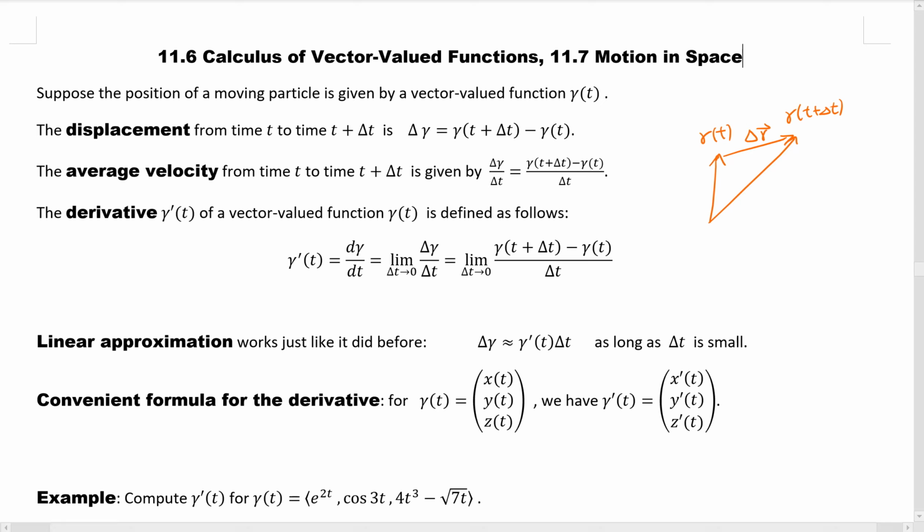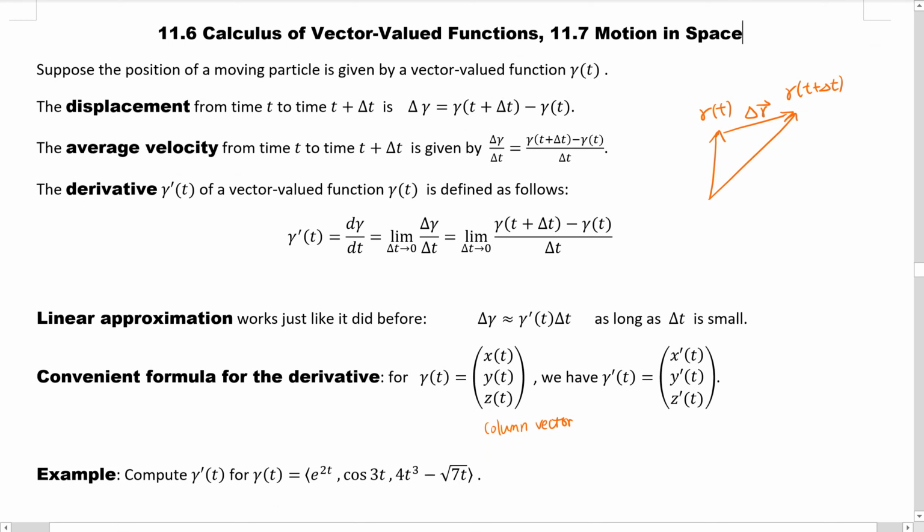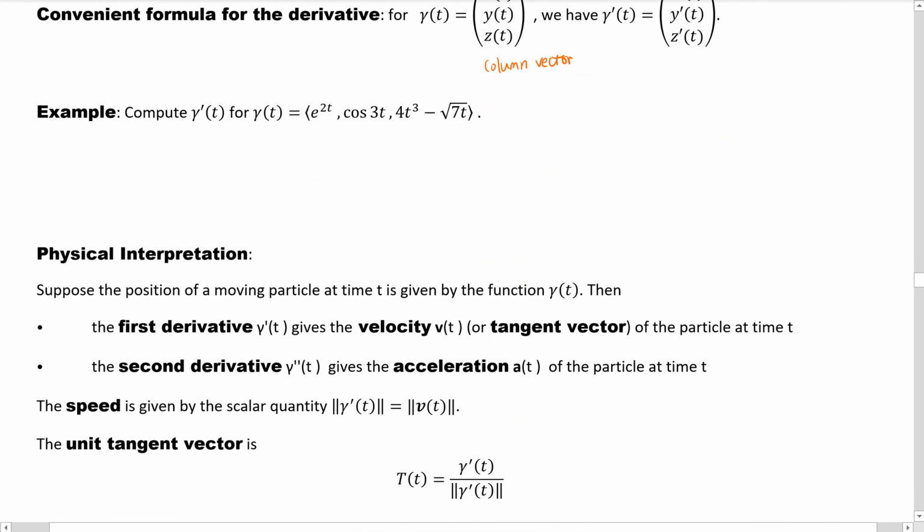So here is a convenient formula for the derivative. For gamma of t, we consider it as a column vector. It has 3 coordinate functions x, y, z. Then the derivative is, we take the derivative of the coordinate functions respectively. Very simple, right? So let's look at the example. We compute gamma prime of t for gamma.